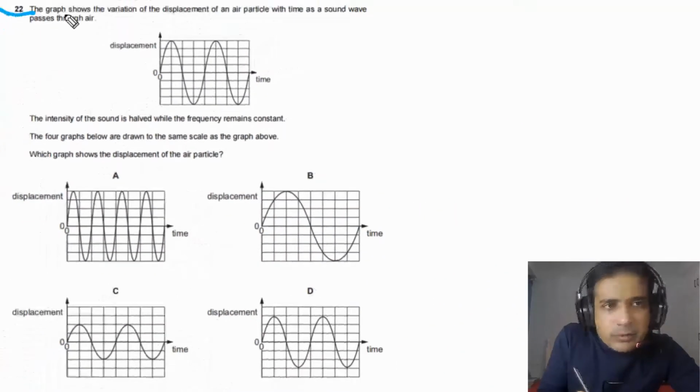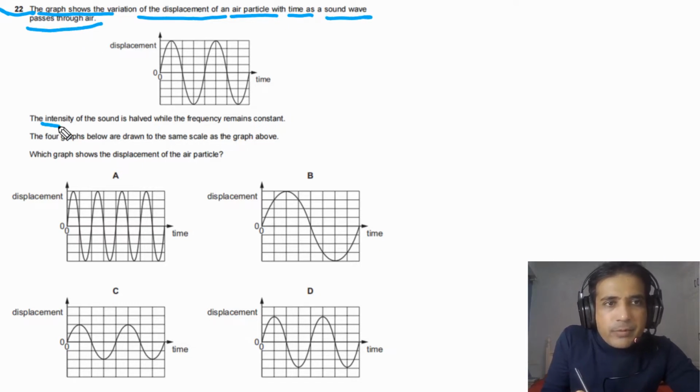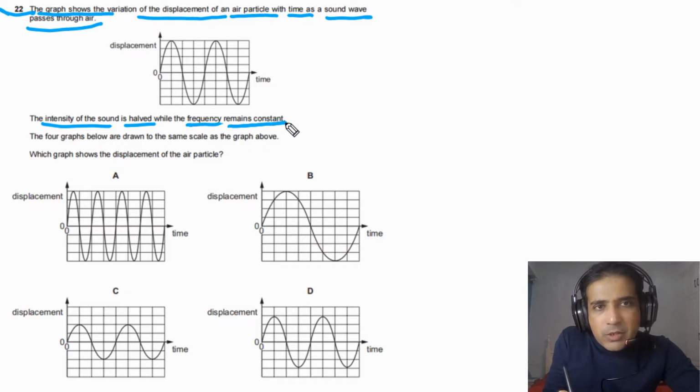For question number 22, it is given to us the graph shows the variation of the displacement of an air particle with time as a sound wave passes through air. The intensity of the sound is halved and the frequency remains constant. The four graphs below are drawn to the same scale as the graph above. Which graph shows the displacement of the air particle?